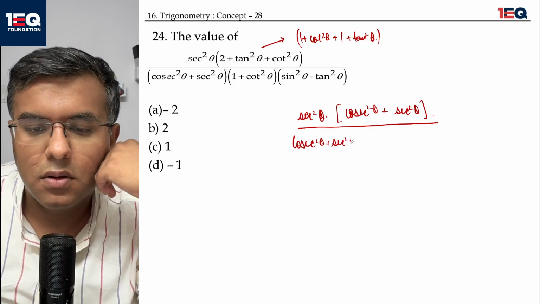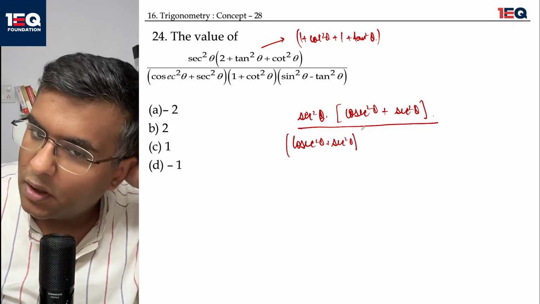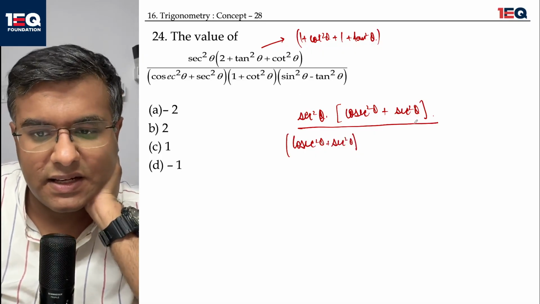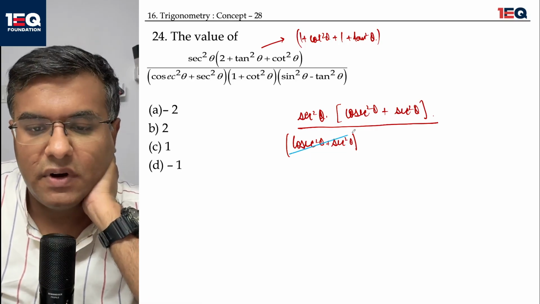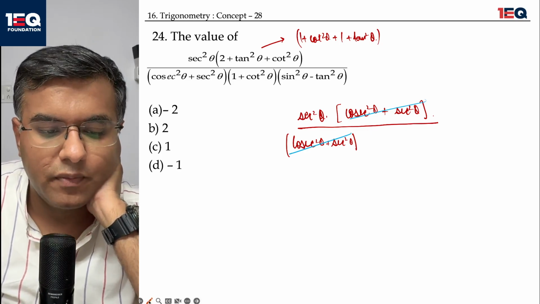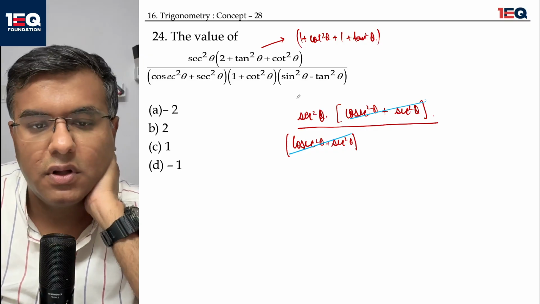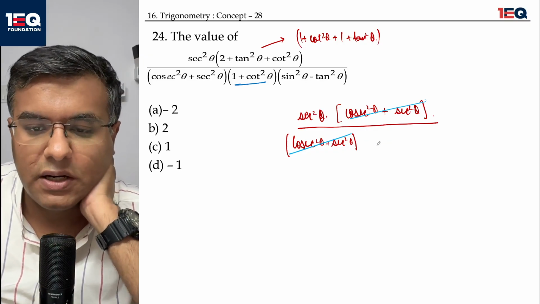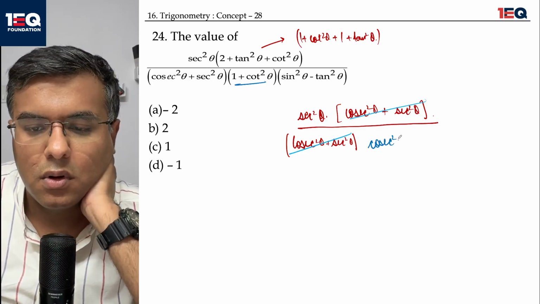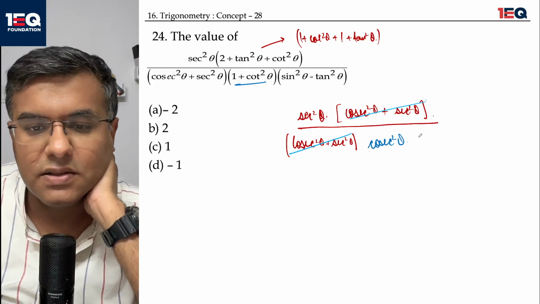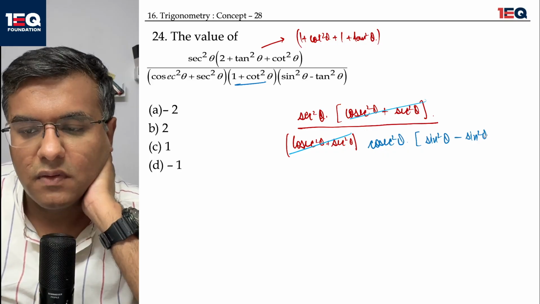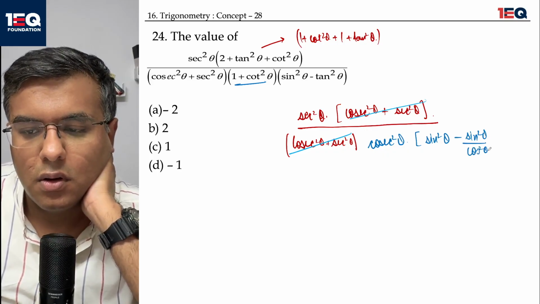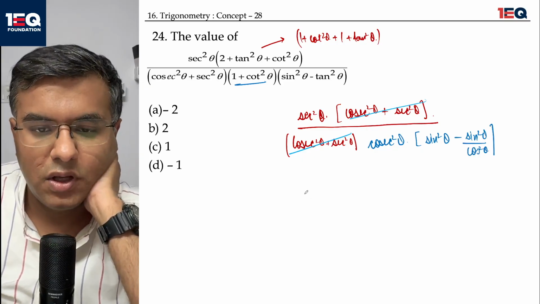plus sec square theta. Now, as I can very clearly see, these two can get cancelled off. So I would take one step forward and cancel these two away. Further, I would change this 1 plus cot square theta to cosec square theta, and this sine square theta minus tan square theta, I'll do something about it by opening it. Sine square theta minus sine square theta whole upon cos square theta.